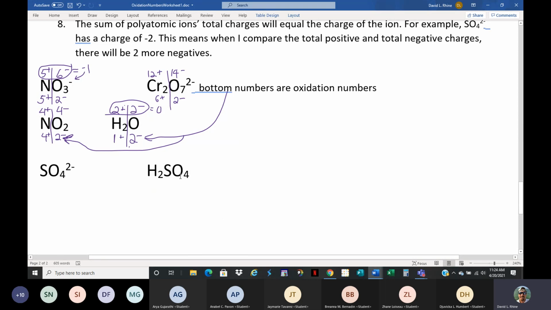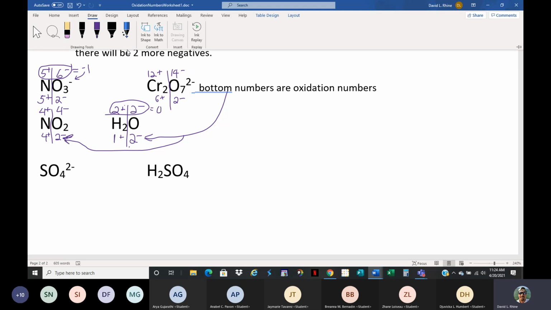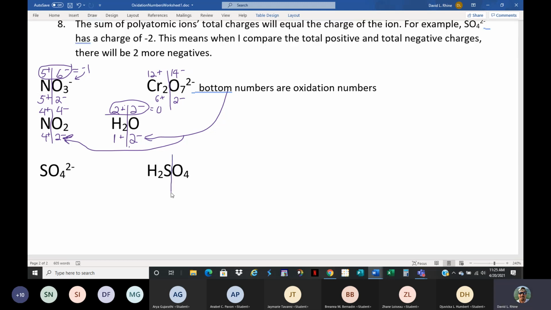Again, sulfur has 4 different oxidation states. So what you have to do here is just go with your knowns, go with what you know, and figure out the unknown. And the unknown is sulfur. So we're going to actually divide this into 3 parts. We know that the sum of what we have at the top has to equal 0, correct? Correct. Yes.